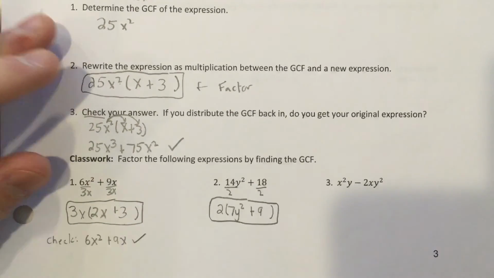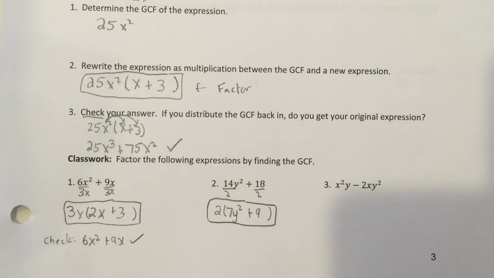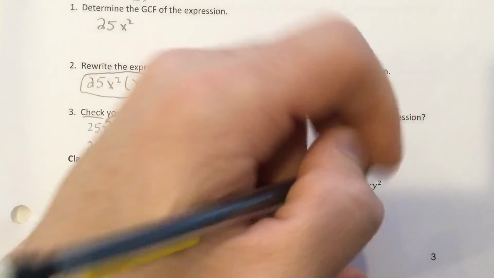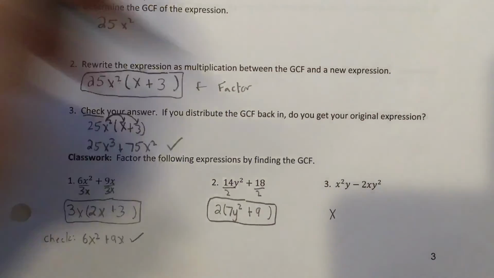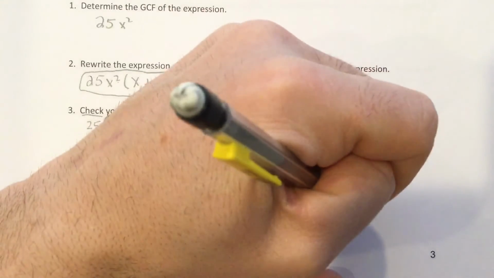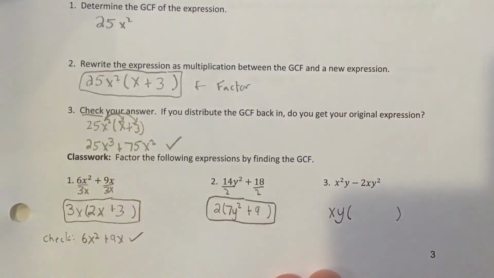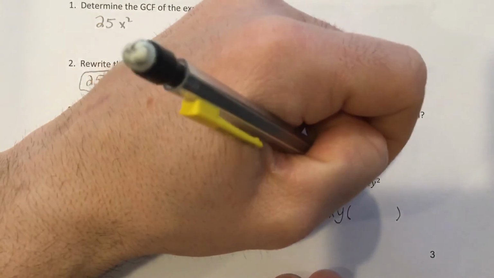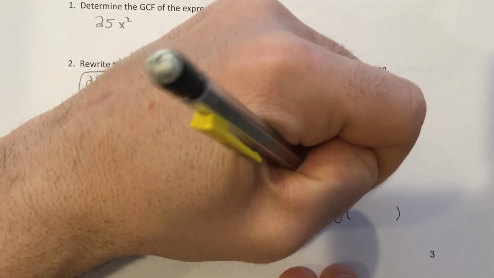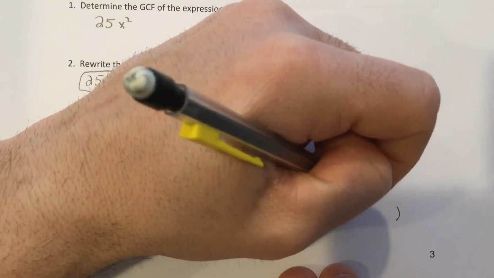3 is a little tricky because we got a lot of variables going on. There is no number that goes into both because this has a 2 and this doesn't have any numbers. But if we look at the variables, this has an x squared, that has an x, so they all have at least an x to the first, and they all have at least a y to the first. So xy is my GCF. Remember, I started out with 2 terms, so I should have 2 terms in the end. And I'm going to divide each of my original terms by xy.